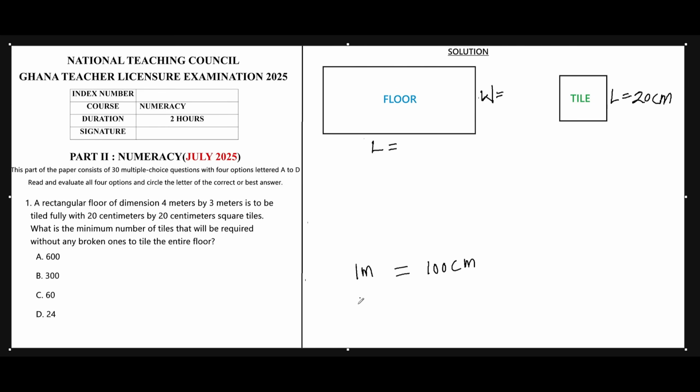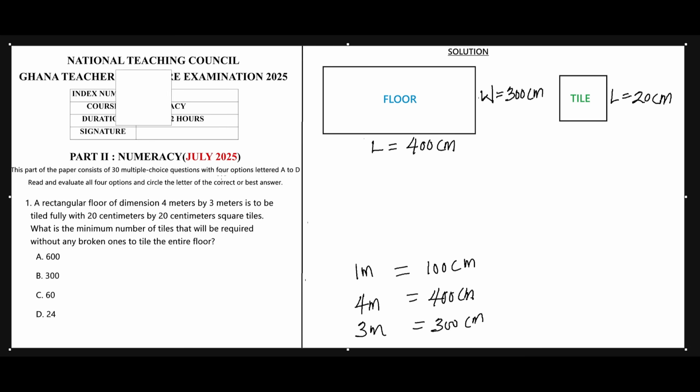So now with the length, we know that is 4 meters. So if 1 meter is giving us 100 centimeters, then 4 meters will give us 400 centimeters. 3 meters will give us 300 centimeters. So with the length of the rectangular floor, instead of 4 meters, we now have 400 centimeters. And with the width, in place of 3 meters, we now have 300 centimeters.